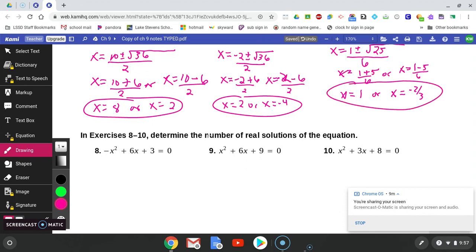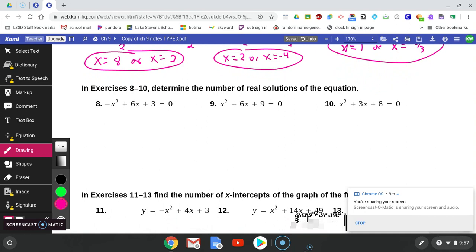Okay, if it just says determine the number of solutions, so it doesn't say find the solutions, it just says determine the number of solutions, we just need the discriminant. The discriminant was what was underneath your square root. What's underneath your square root is just b squared minus 4ac.